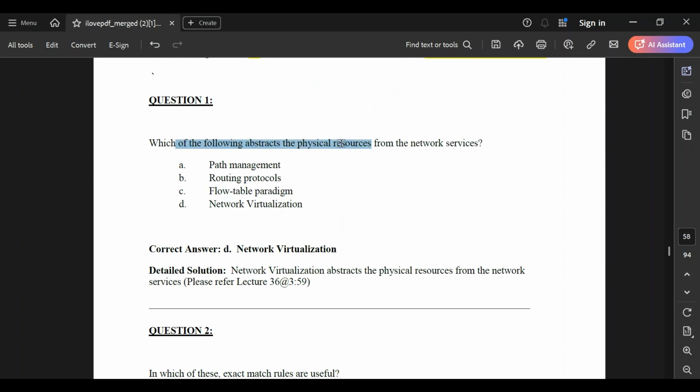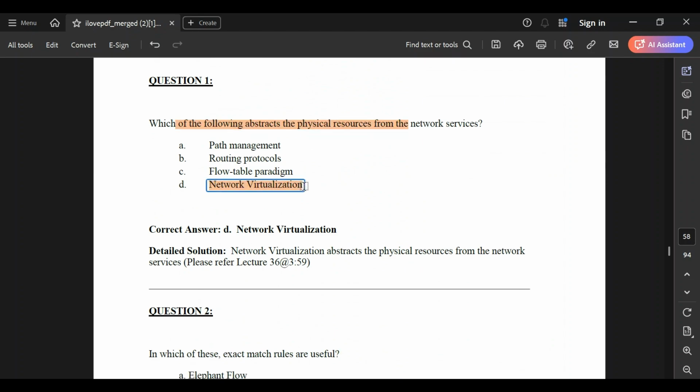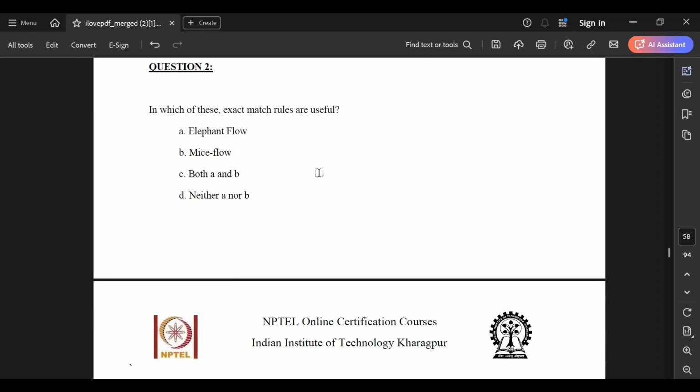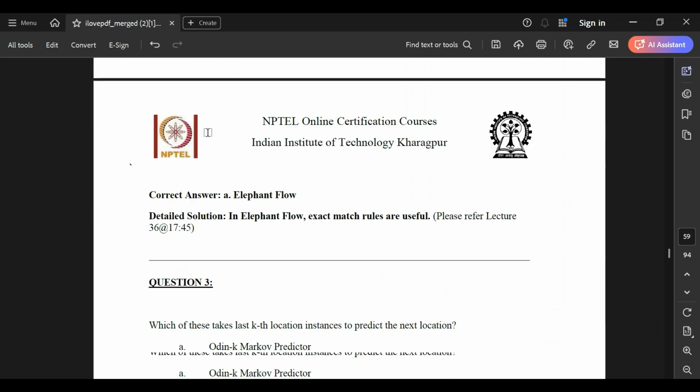Which of the following abstracts the physical resources from the network? This is network virtualization. In which of these are exact match rules useful? So, in elephant flow.